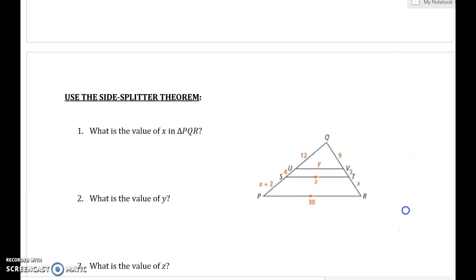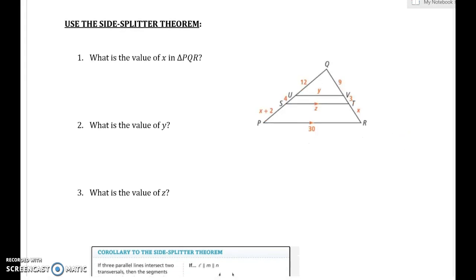So if we go to the side splitter theorem, if we're looking for the value of X in PQR, we're really looking for the big triangle, and then we're going to split it right here where Z is. Okay, so we're not going to worry about Y. So then this section right here will be 16. This one right here will be 12.